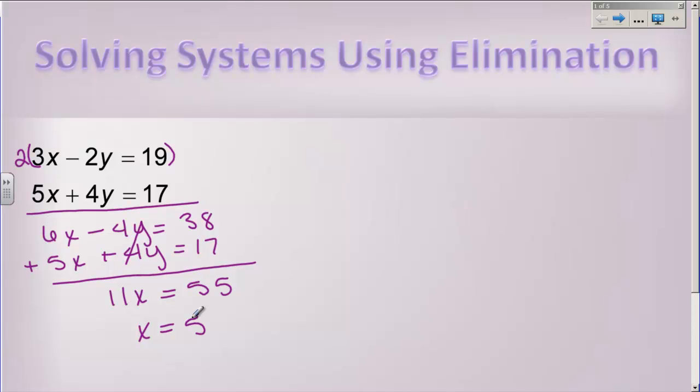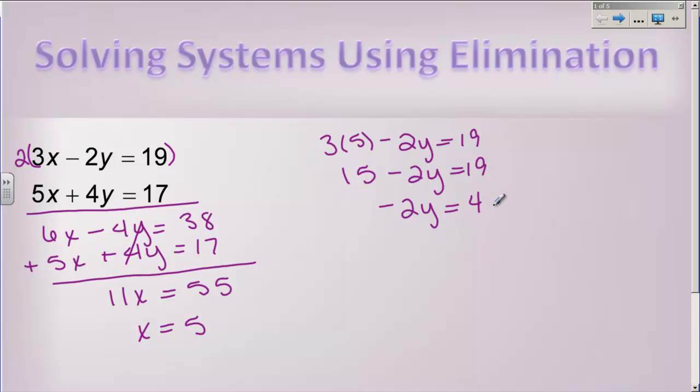Now that I know x, I can find y, and I can plug it into any of these equations I have. It doesn't matter which one. I'm just going to go with the top one. So I have 3 times 5 minus 2y equals 19. Go ahead and multiply. So I end up with this. Negative 2y equals 4 because I'm going to subtract my 15, so y is going to be negative 2. So my solution to this system is 5, negative 2.